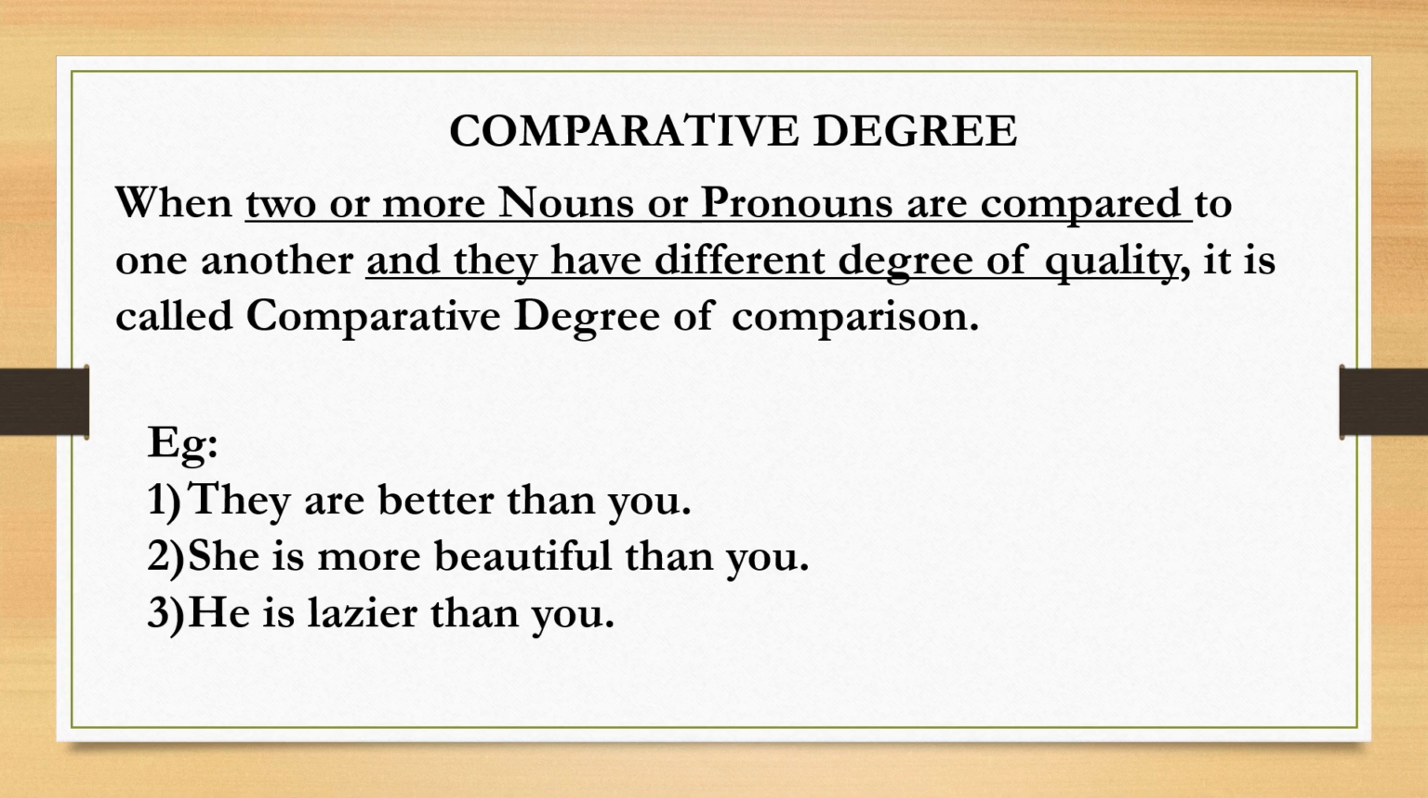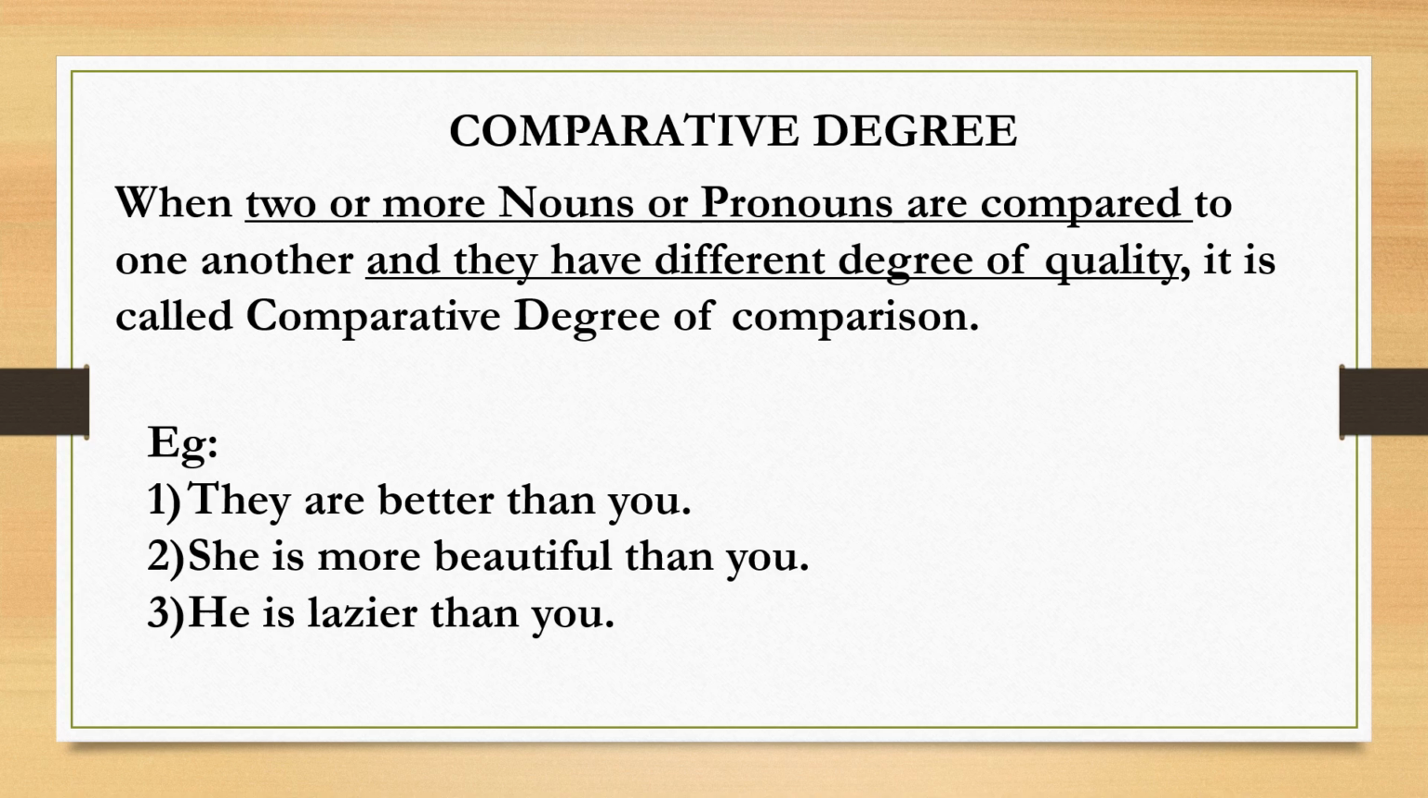In this sentence, the pronoun they is compared to another pronoun, that is you. The words better than indicate their comparison of possessing different degrees of quality. Both are not equal in degree, but one is better than the other. In the sentence, the pronoun they are said to be better than the pronoun you.